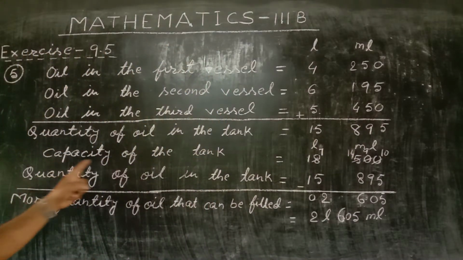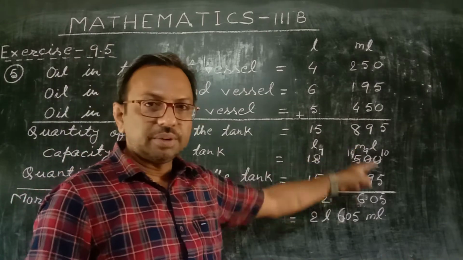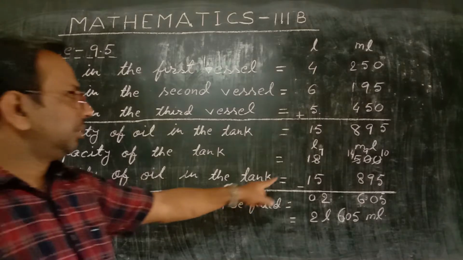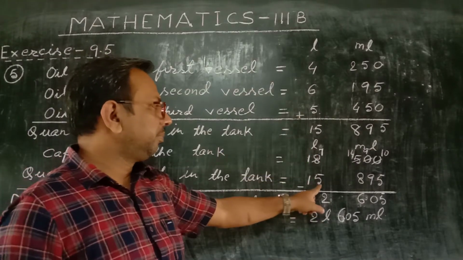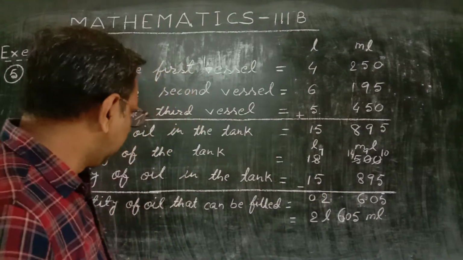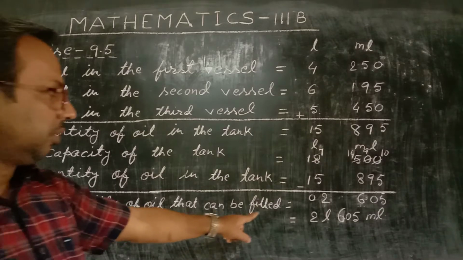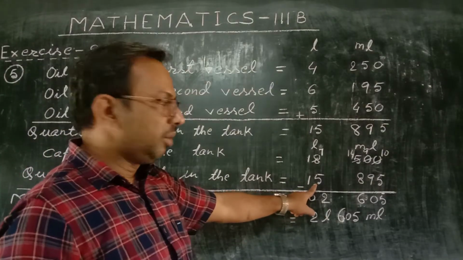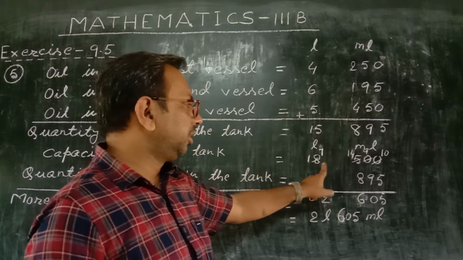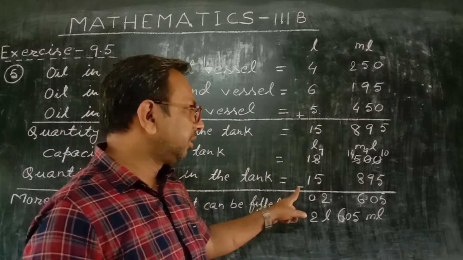Now the capacity of the tank is 18 liter 500 milliliter. Quantity of oil in the tank equal to this quantity I wrote here, 15 liter 895 milliliter. Then to find more quantity of oil that can be filled in the tank, I subtracted 15 liter 895 milliliter from 18 liter 500 milliliter. For that I have given here minus sign.